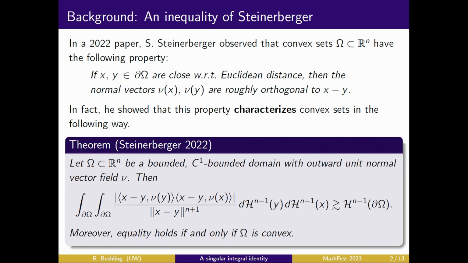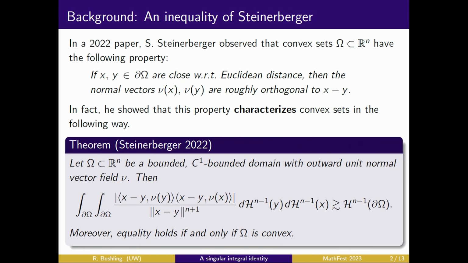So under the same hypotheses, we have this double integral over the boundary of omega with respect to surface measure is greater than or equal to some explicit constant times the surface measure of omega. And so that integrand is the absolute value of x minus y dot nu of y times x minus y dot nu of x, all over the norm of x minus y to the n plus 1 power. And moreover, equality holds if and only if omega is convex.